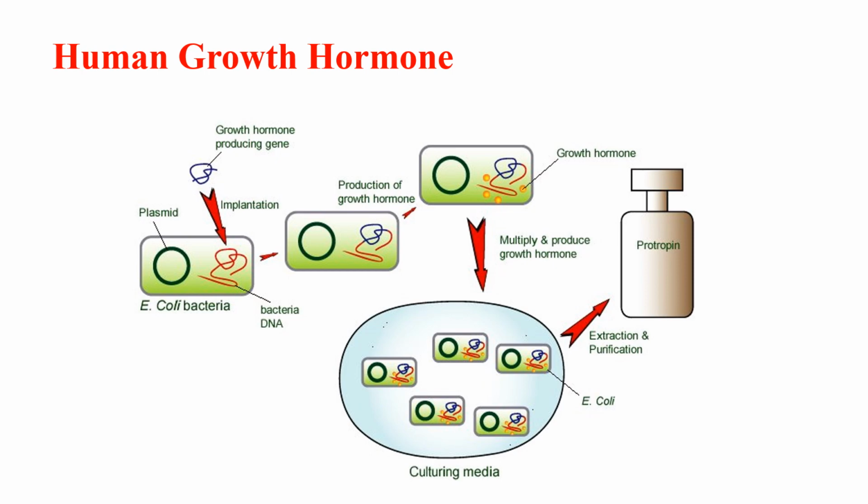First of all, a gene that produces human growth hormone is isolated from humans. This growth hormone production gene is then inserted into the DNA of E. coli bacteria. The bacteria recognize the inserted DNA as its own DNA and begin to produce human growth hormone. The bacteria multiply and produce the growth hormone in a culturing media. The growth hormone is then extracted and purified and is then ready to be injected into children with growth hormone deficiency.